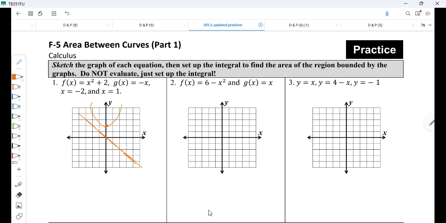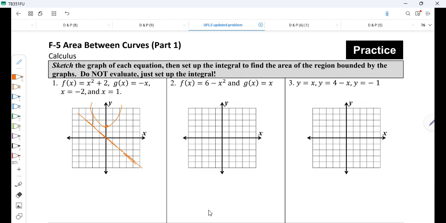If you set them equal to each other, you'd get a quadratic that, when you did the quadratic formula, would give you a negative under the square root. When that happens, it's because your two curves don't intersect, which is why they gave us x equals -2 and x equals 1, which are vertical lines that intersect both those curves. So they wanted us to find basically this area here.